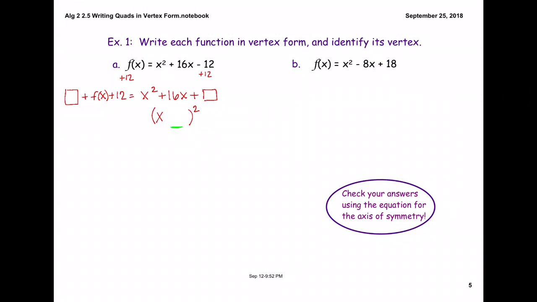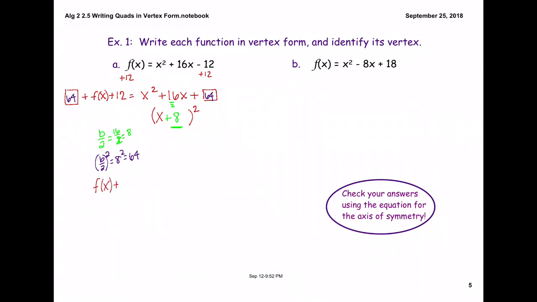So to figure out what goes in this space, we are going to do b divided by 2. So 16 divided by 2 is going to give us positive 8. We then are going to square that, b divided by 2 squared, which gives us 64. So 64 goes in our box, and whatever we add to one side of the equation, we must add to the other. We then want to combine our like terms. So 64 plus 12 gives us 72.